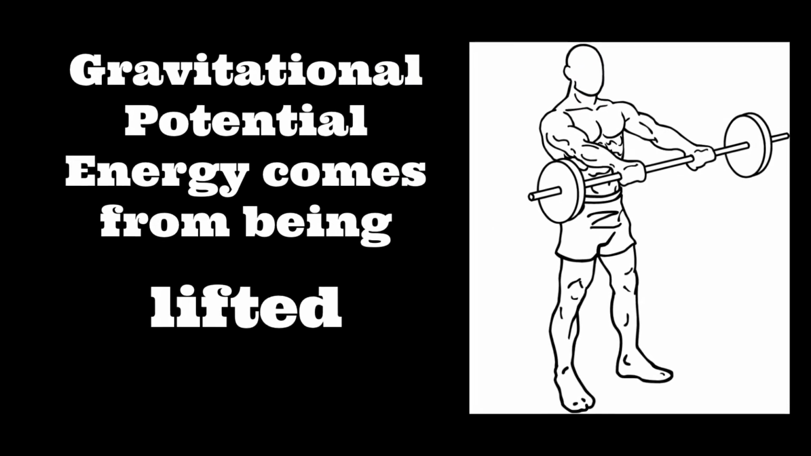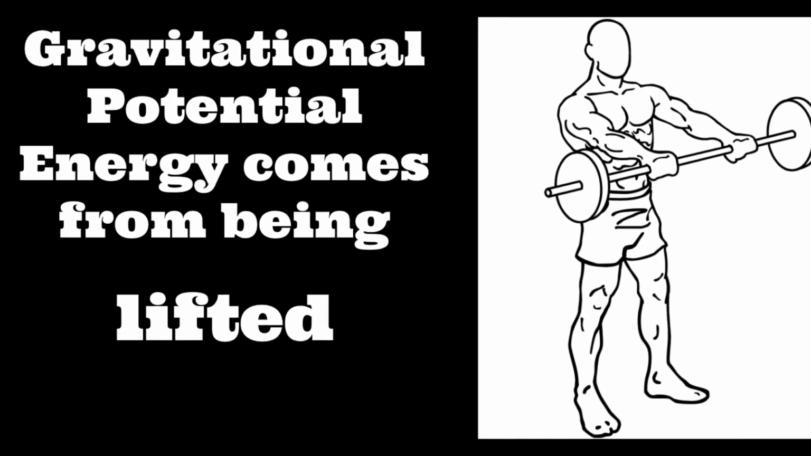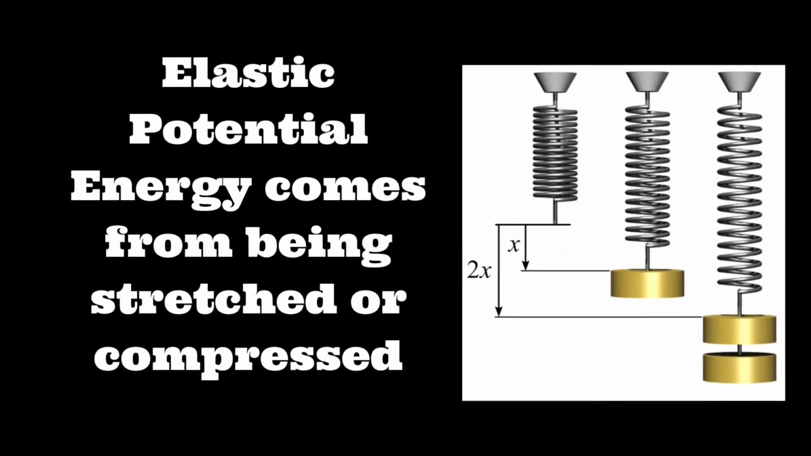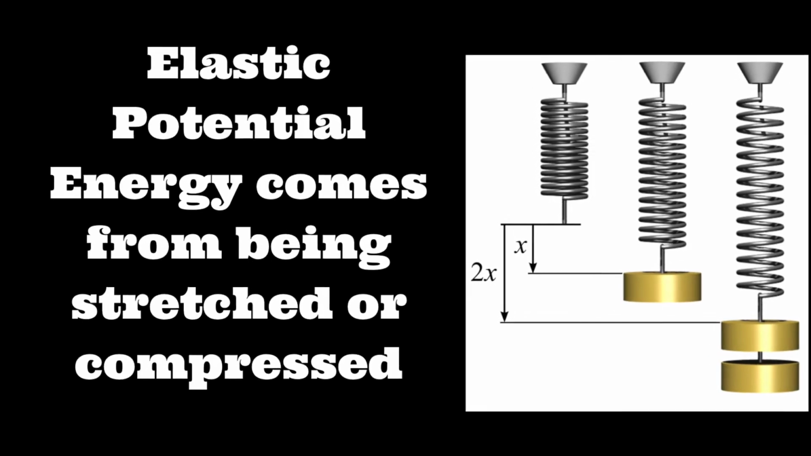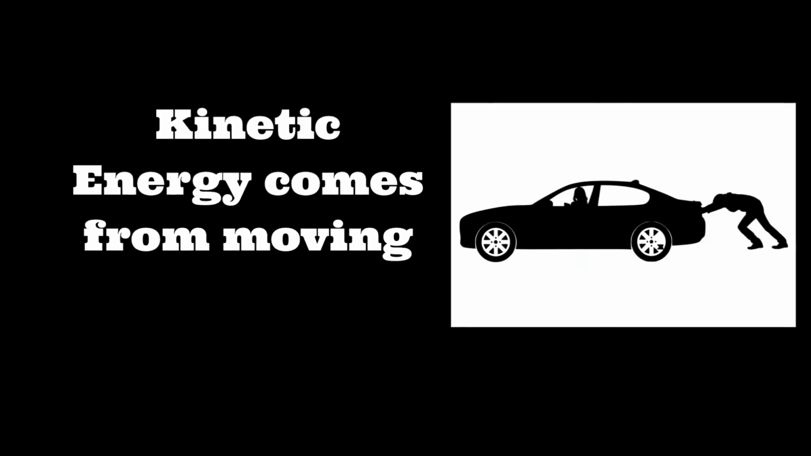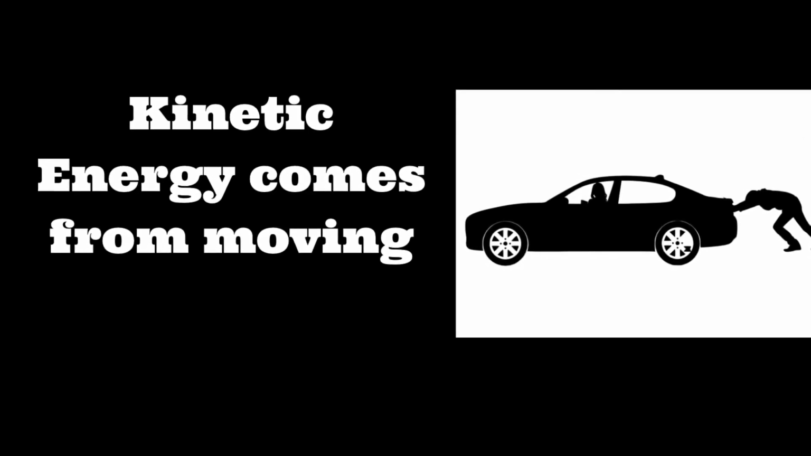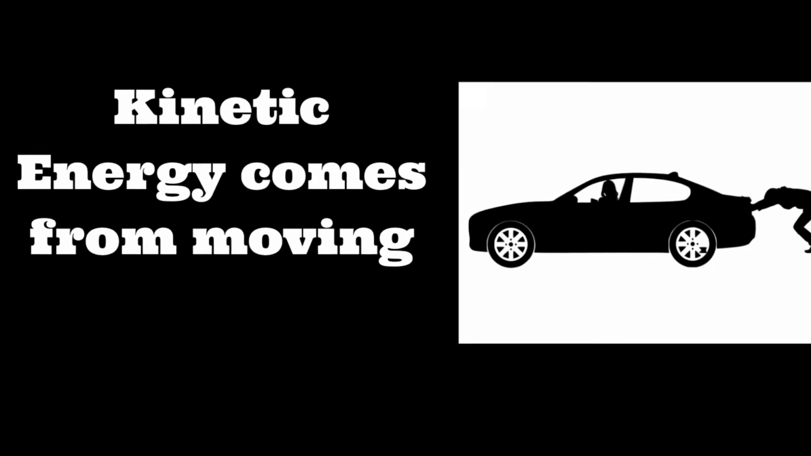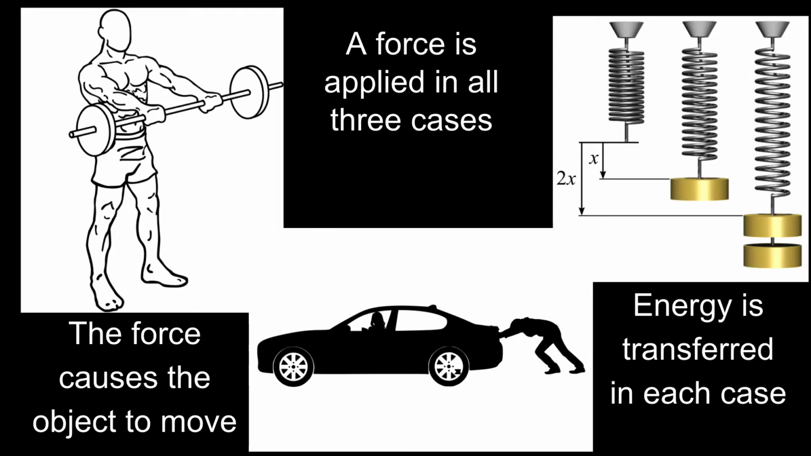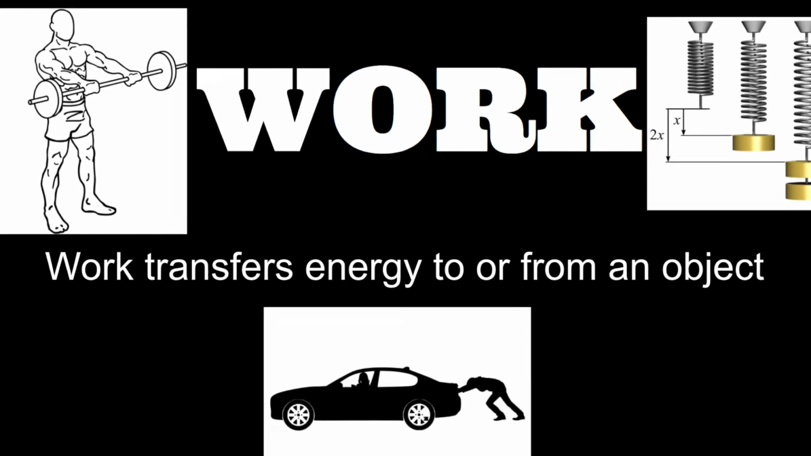If we lift an object, we have to apply an upward force and move it upward, giving it gravitational potential energy. If we stretch or compress a spring, we have to apply a force to displace it, giving it elastic potential energy. And if we want something to accelerate, we know that a force is required, and as it speeds up, it gains kinetic energy. All three of these are examples of doing work. Work is how we put energy into or take energy out of an object.